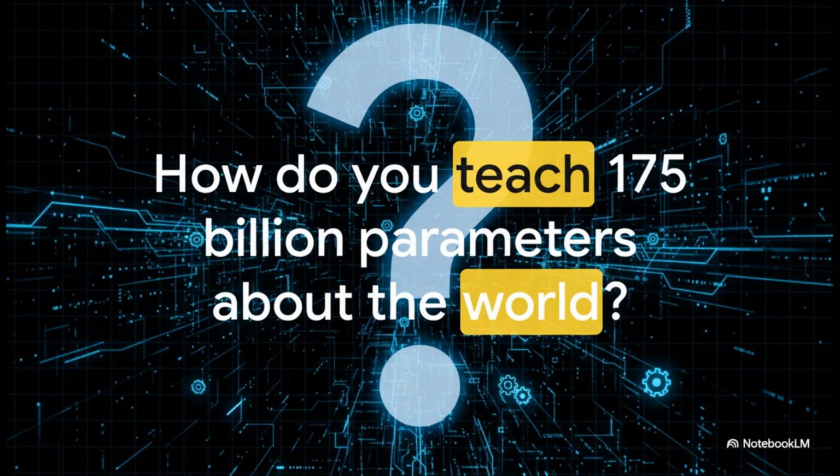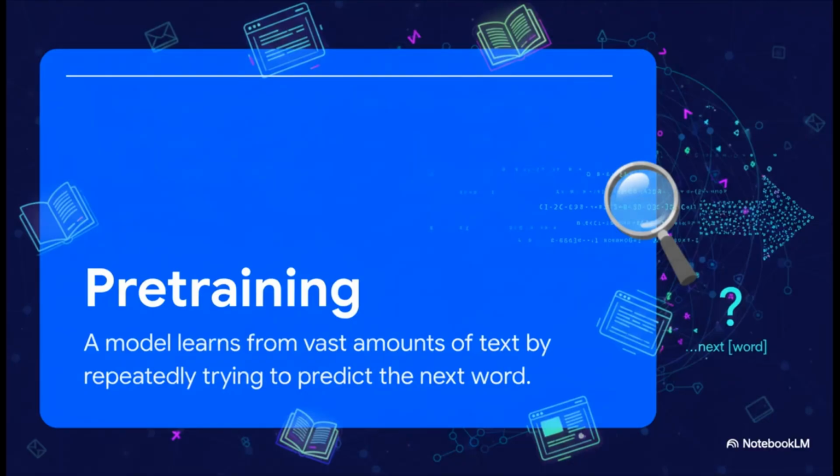You need a simple task, something the model can do over and over, billions and trillions of times, to teach itself. And that task is the exact same one we started with. Just predict the next word. During this phase, called pre-training, the model is basically force-fed a huge chunk of the internet. Books, Wikipedia, articles, you name it. And its only job for trillions of examples is to guess what word comes next. Now, to get good at such a simple game on such a massive scale, it has no choice but to learn everything else along the way. Grammar, facts, common sense, logic, and even different writing styles.